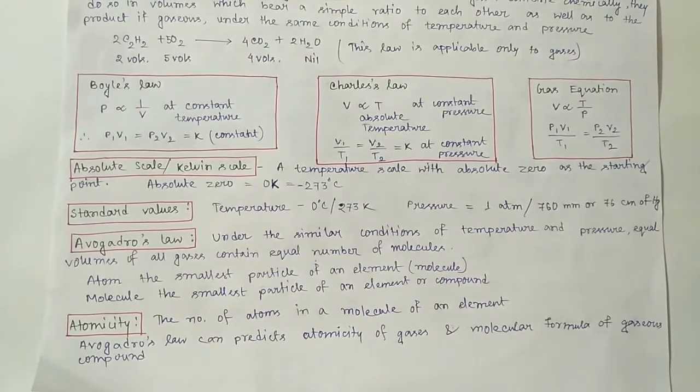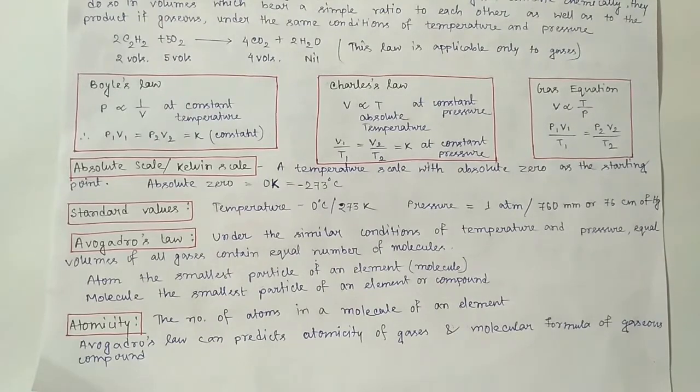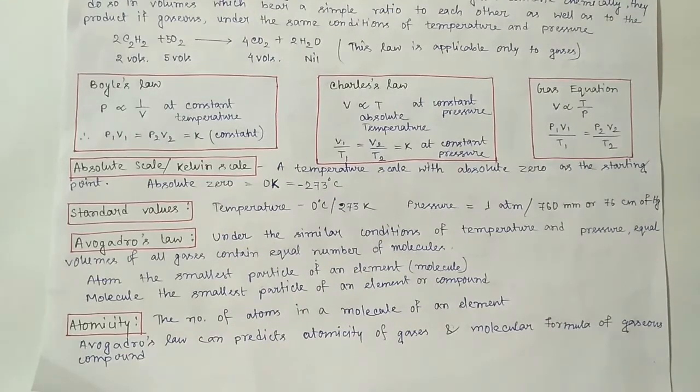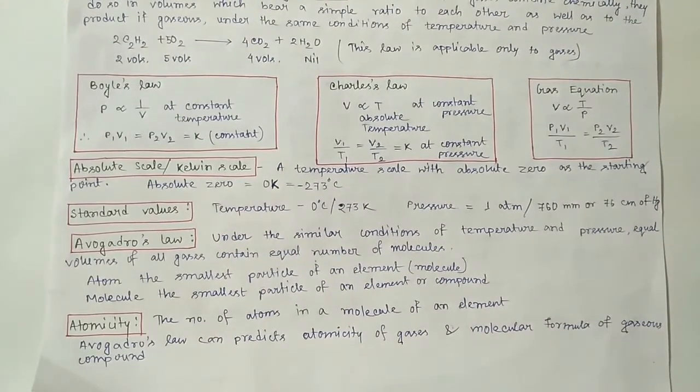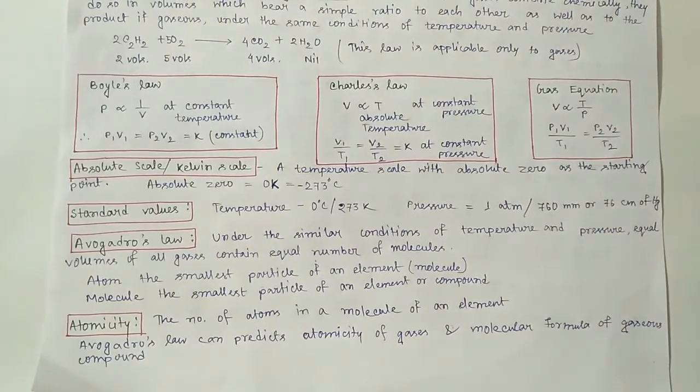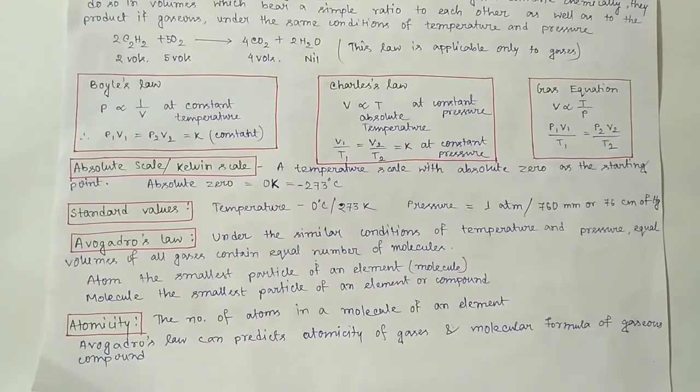Now, the standard values. Why do we need standard values? From the gas equation we see that the volume of any gas changes with the temperature and pressure of the gas. So we must have a standard value of temperature and pressure to which we can refer the volume of a gas. That is why we have chosen a temperature of 0 degrees Celsius or 273 Kelvin, and a pressure of 1 atm or 760 millimeters of mercury as the standard values for temperature and pressure respectively.